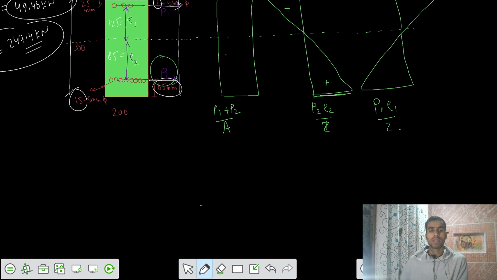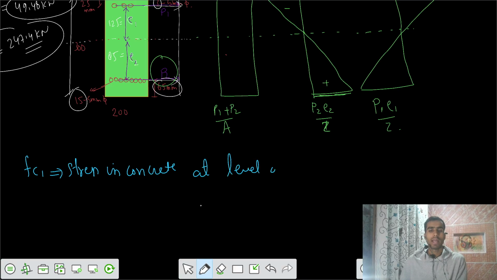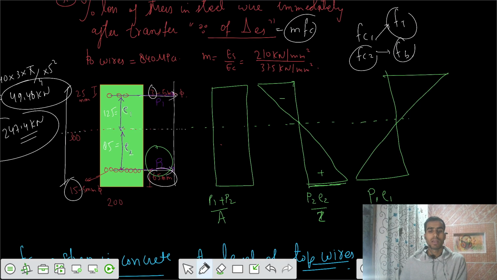So we have to calculate stress 1. This is FC1, the stress in concrete at the level of top wires. So we are calculating stress in concrete at the level of top wires. Let's calculate that from this one. I would say your top steel wires are located somewhere here. So I have to calculate the stress value here, and stress value here.